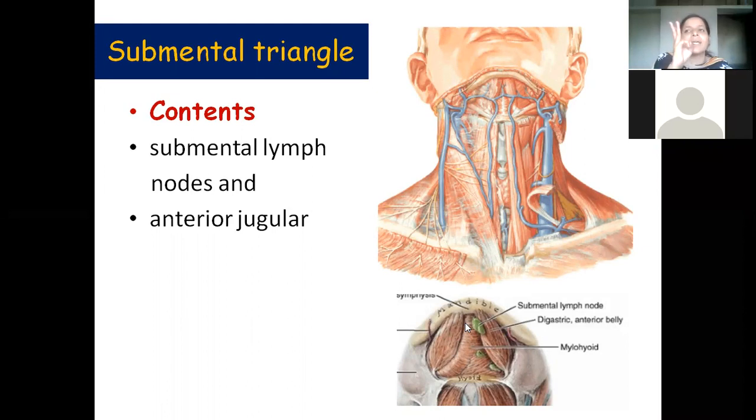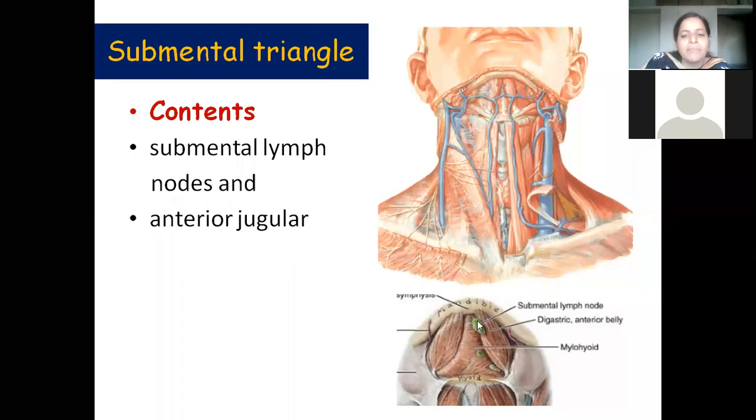The submental triangle can come as a 3 marks or 5 marks question separately. What do we see there? We will see submental lymph nodes and then the anterior jugular vein.